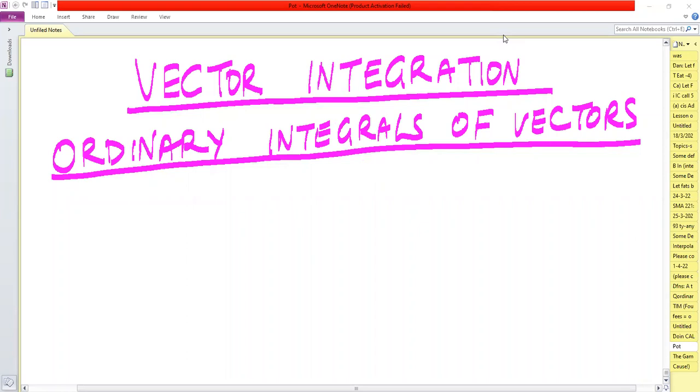So welcome to this session. In this session, we are going to introduce the concept of ordinary integrals for vectors. So I'll give the definition and do an example to illustrate how to compute such integrals.